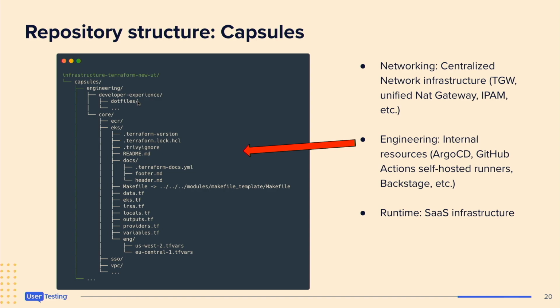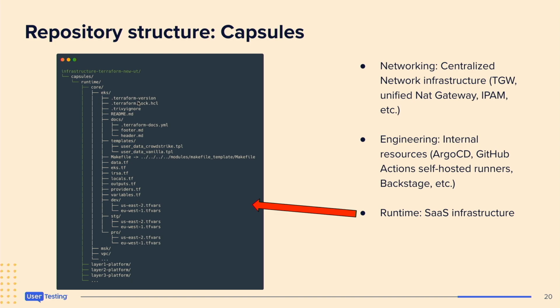Then we have the engineering capsule, which holds all the internal resources that we need to be able to develop our code. For example, ArgoCD, GitHub self-hosted runners. And then, at the end, the runtime capsule, which holds the SaaS platform.